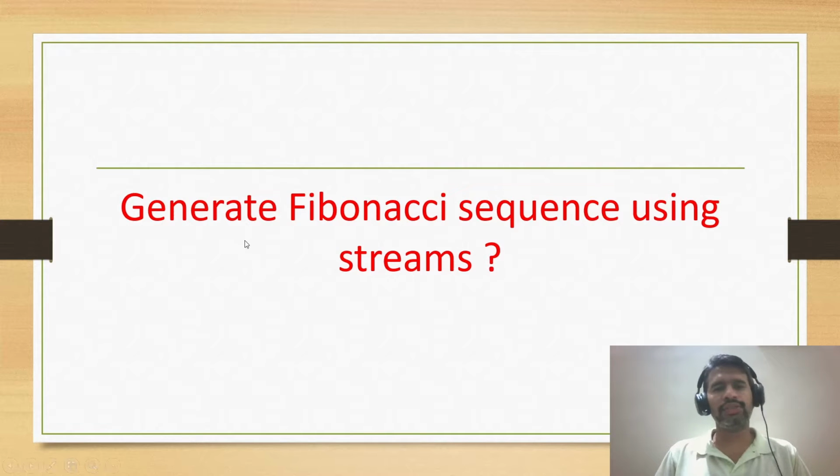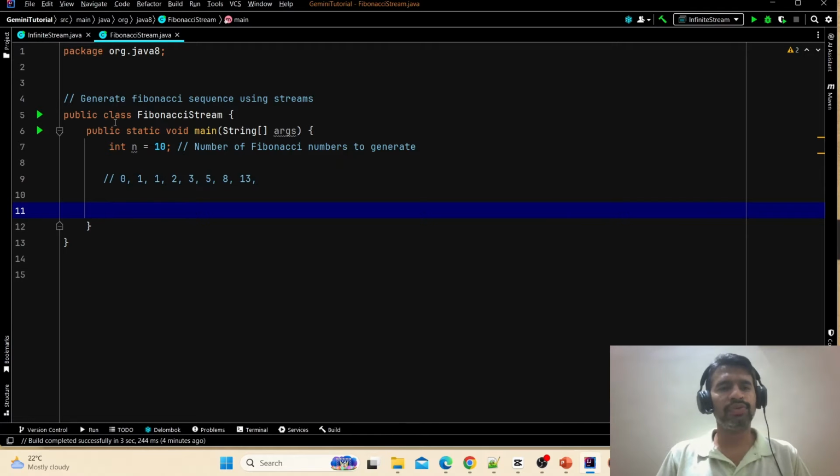So the next question is we have to generate the Fibonacci sequence using streams. Let's see how to do it.